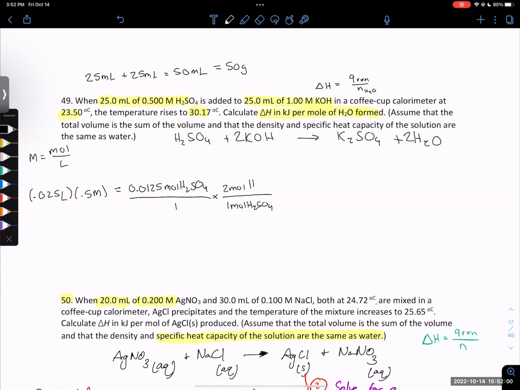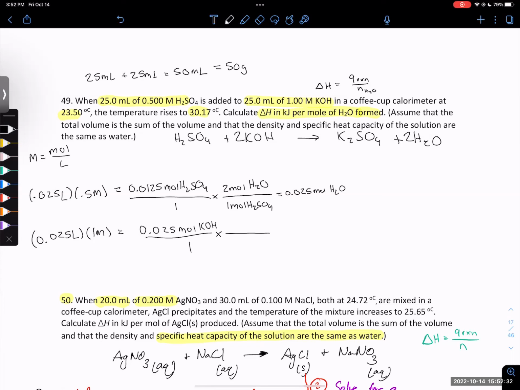You all got that? This is all stuff that we learned in chapter 4, even before basic stoichiometry, right? So this will give me 0.025 moles of H2O. Next thing, you do 0.025 liters, which gives 0.025 moles of KOH.